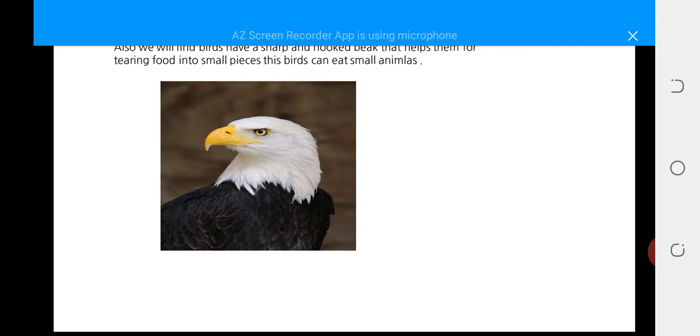Here in this picture also, these birds have a sharp and hooked beak that helps them to tear food into small pieces. Just like an eagle, sharp and hooked beaks. These sharp and hooked beaks help these birds to hunt small animals. So this bird can eat small animals with this sharp and hooked beak.